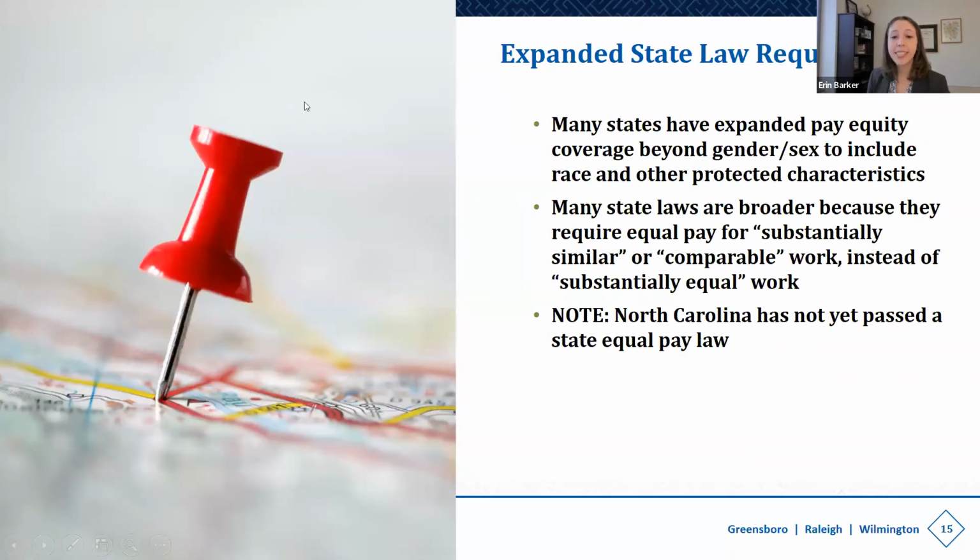So that was just the federal laws. Many states have expanded pay equity coverage beyond gender and sex to include race and other protected characteristics. Many of these laws are broader than federal laws because they don't require substantially equal work. They use terms like substantially similar or comparable. For North Carolina employers, just a note that North Carolina does not yet have a comprehensive state equal pay law, but North Carolina does have the North Carolina Equal Employment Practices Act, or the NCEEPA. This applies to private employers with 15 or more employees, and it prohibits general discrimination based on race, religion, color, national origin, age, sex, or disability. So most pay practices that are unequal or that are discriminatory would be covered under that, but it's sort of a more general law, not a specific pay equity law.